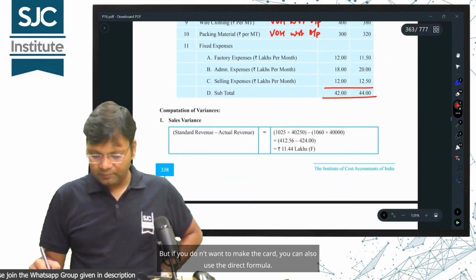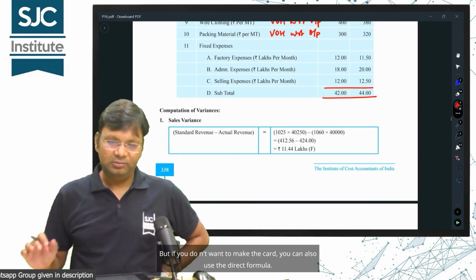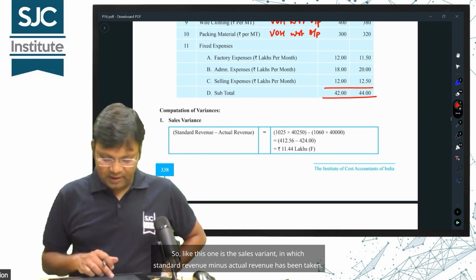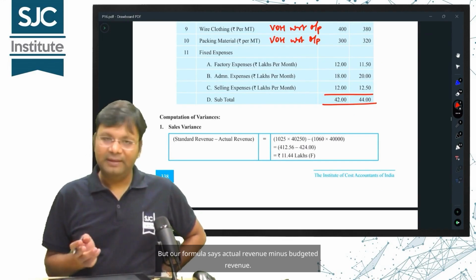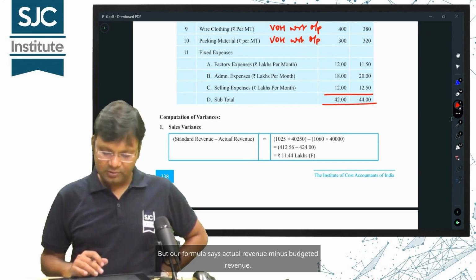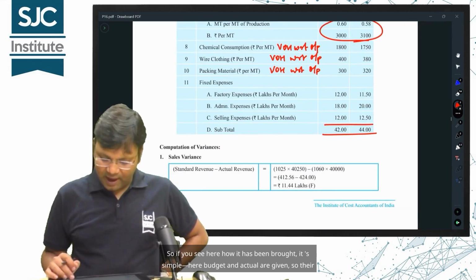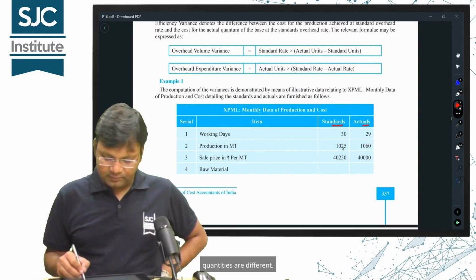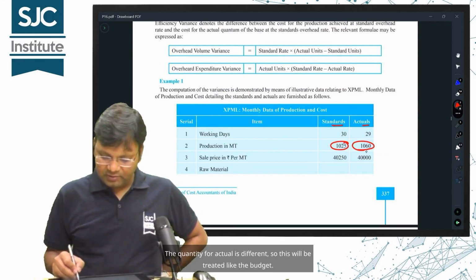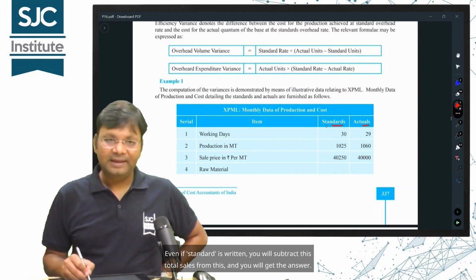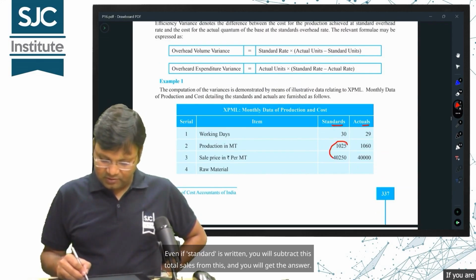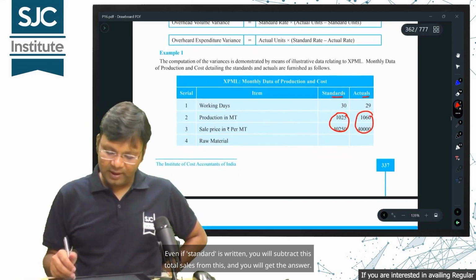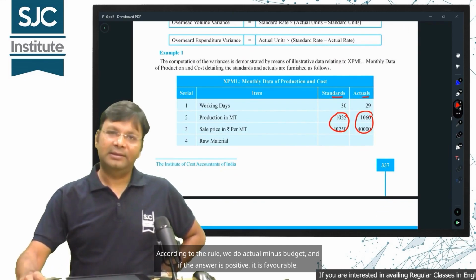But if you don't want to make the card, you can also use the direct formula. So, like this one is the sales variance in which standard revenue minus actual revenue has been taken. But our formula says actual revenue minus budgeted revenue. So if you see here how it has been brought, it's simple. Here budget and actual are given, so their quantities are different. The quantity for actual is different, so this will be treated like the budget. Even if standard is written, you will subtract this total sales from this and you will get the answer. According to the rule, we do actual minus budget, and if the answer is positive, it is favorable.